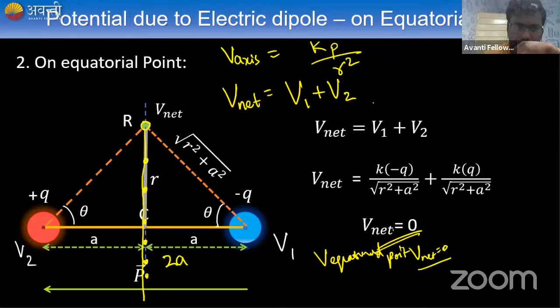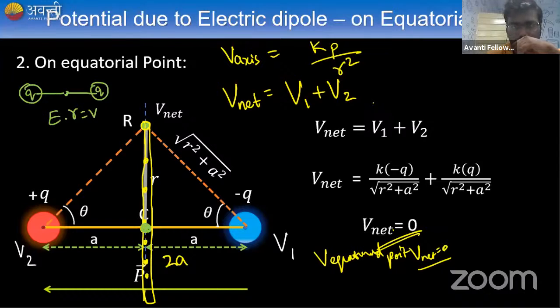If you try to draw a plane at all points through this midpoint, and you try to find the electric potential at this midpoint, what is my net potential at this point? Exactly at the midpoint. If you remember, even for 2 point charges of the same magnitude, what was the electric field at the midpoint? The electric field was zero. Then if we know E dot dr is equal to V, and E is equal to 0, what will be my V? V will also be 0, right?